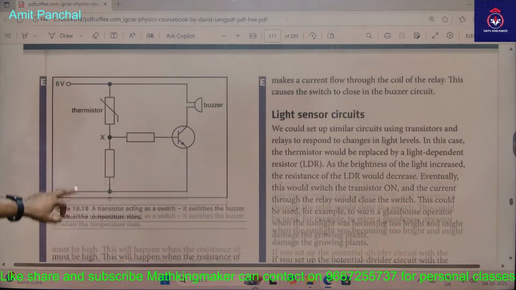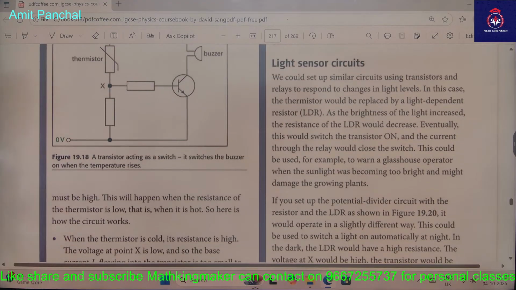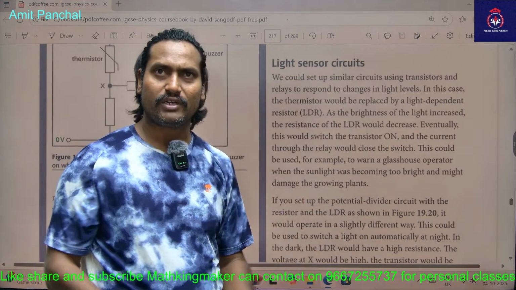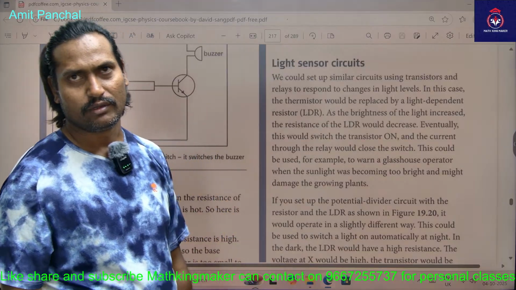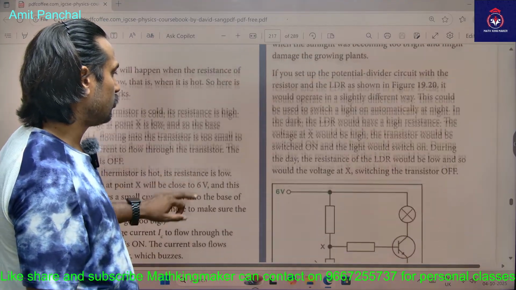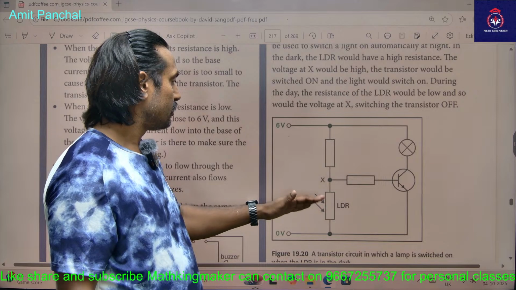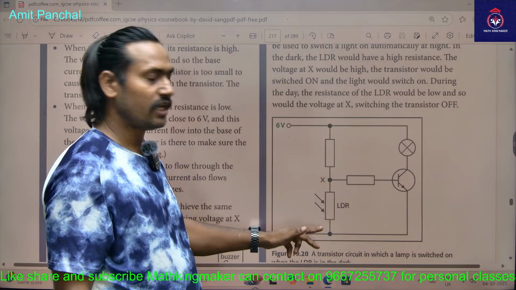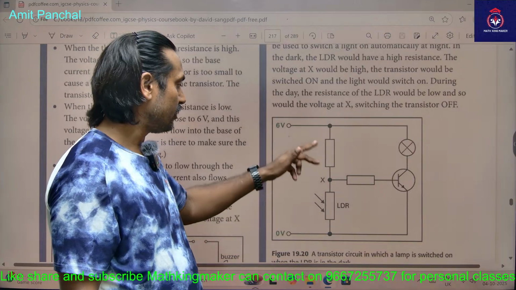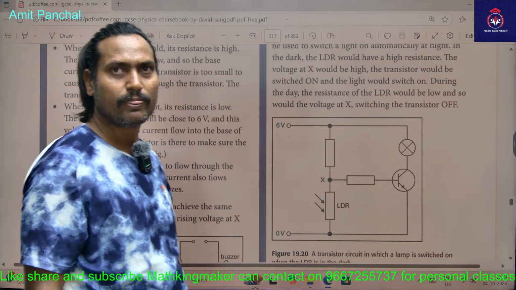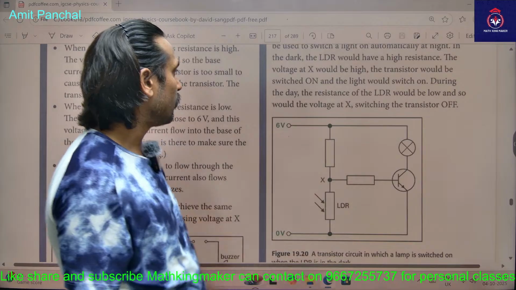Once you have an LDR, these are light sensor circuits. I already told you how an LDR works. As you have light on it, the circuit will operate, otherwise the circuit will not operate. So that is also an example. As you have light on the LDR, current will flow, so current will also flow into this circuit. Then this will be working.